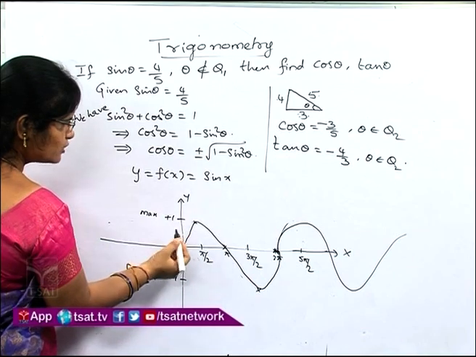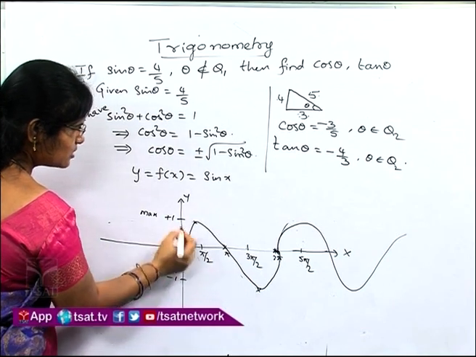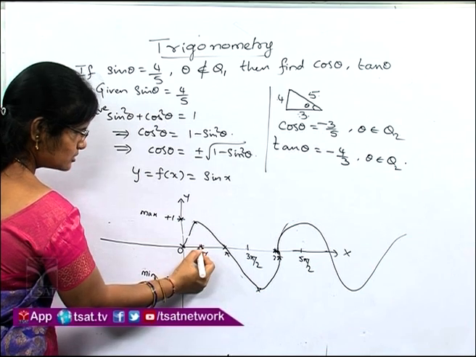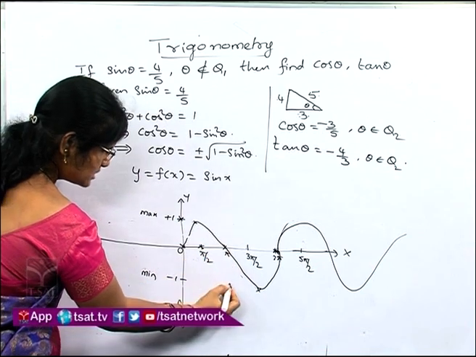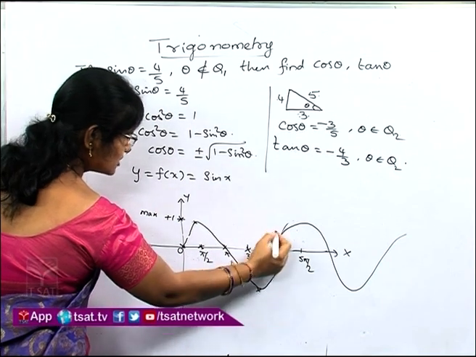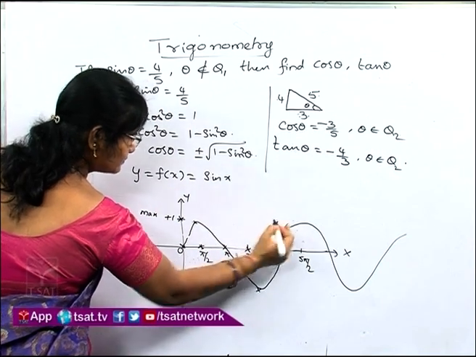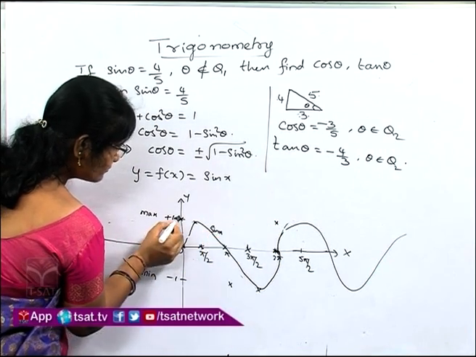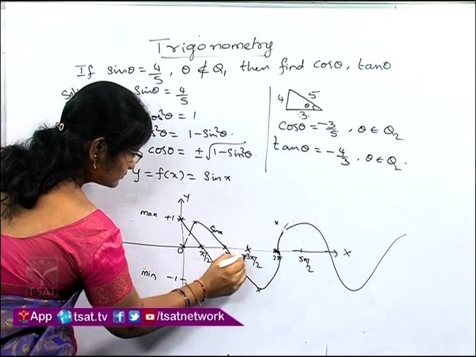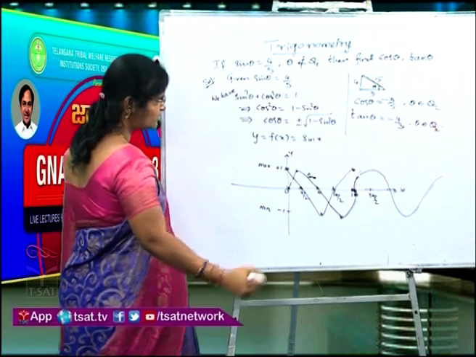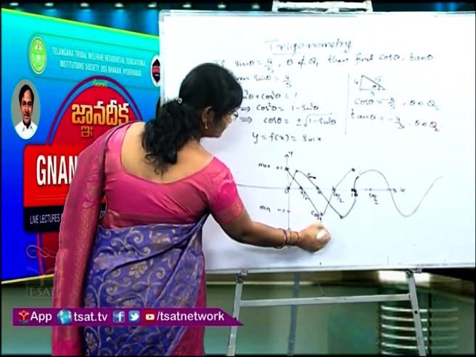Now, I will show for cos also, children. Cos 0 is 1, cos 90 is 0, cos 180 is -1, cos 270 is 0, cos 2 pi is again 1. So, if you join, this was the graph for sin x. Now, I am drawing for cos x, children. Like this you are going to get. Okay, children, this is the cos x graph.